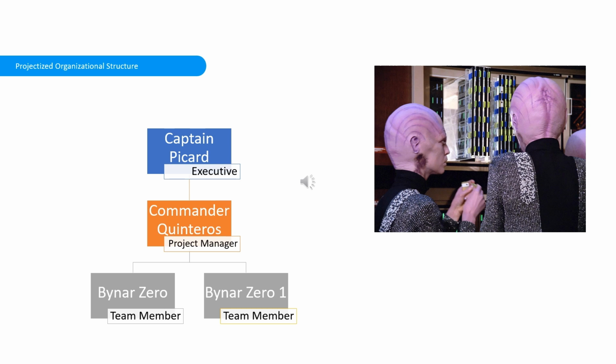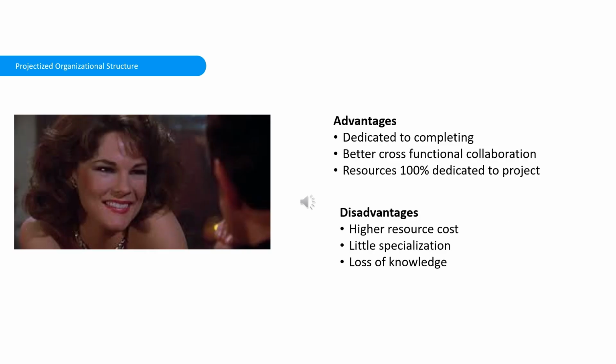Projectized organizational structures are a lot more agile because of this flatness in the hierarchy. Some of the advantages of a projectized organizational structure are that the teams are typically dedicated to completing the project. There's better cross functional collaboration, and resources are 100% dedicated to the project.